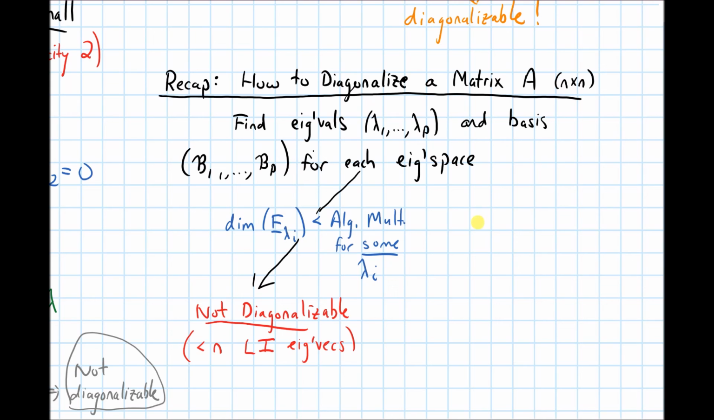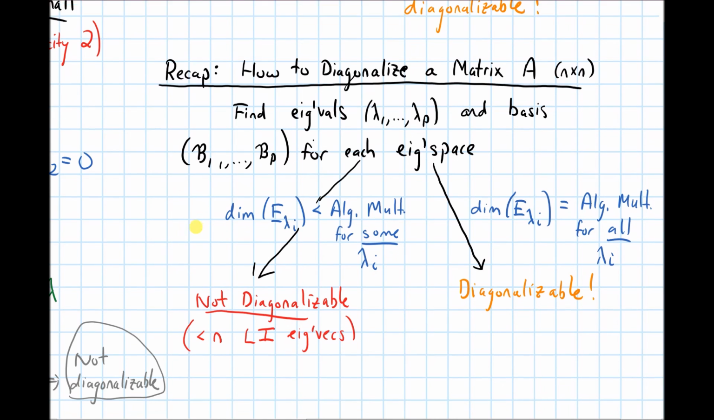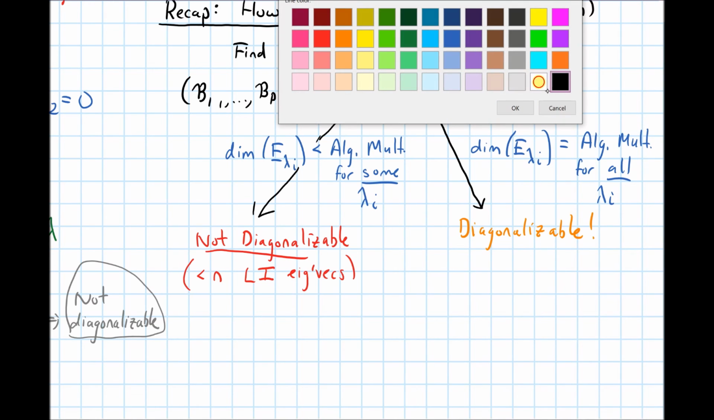Okay, so the other possibility is, what if the dimension of every single eigenspace, E sub lambda i, is equal to the algebraic multiplicity? So if this is true for all eigenvalues, for all of the lambda i's, then in this scenario our matrix is diagonalizable. And if it's diagonalizable, then we go ahead and diagonalize it.